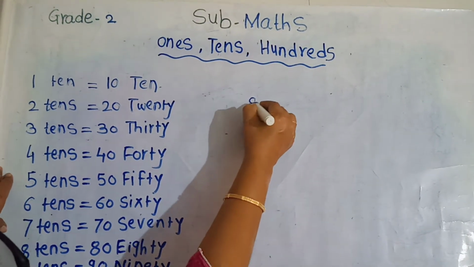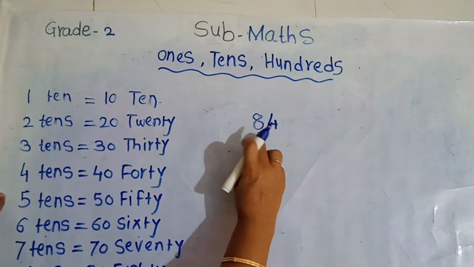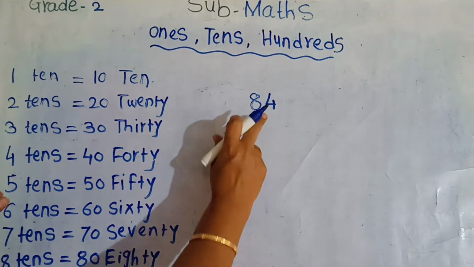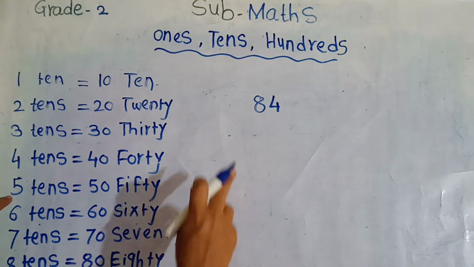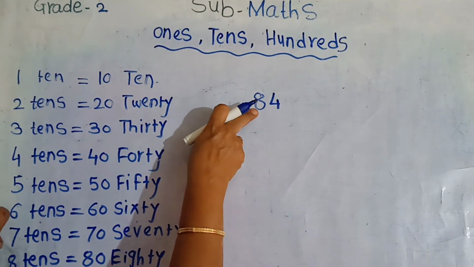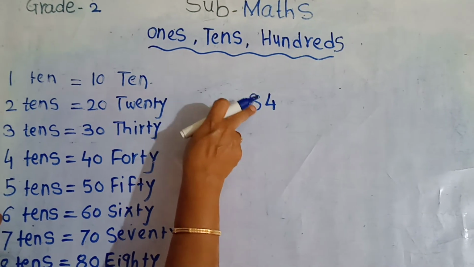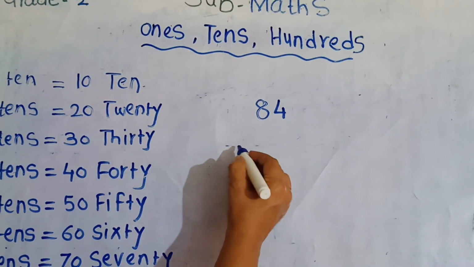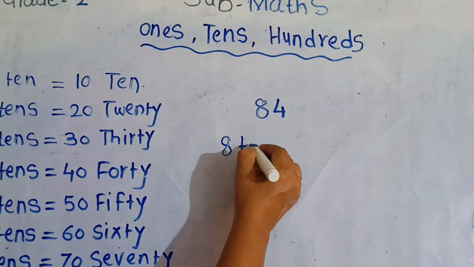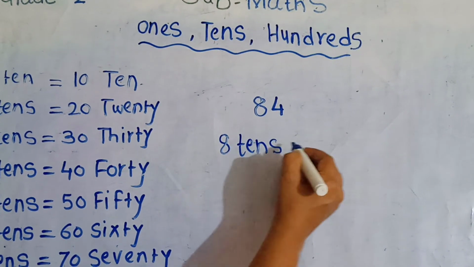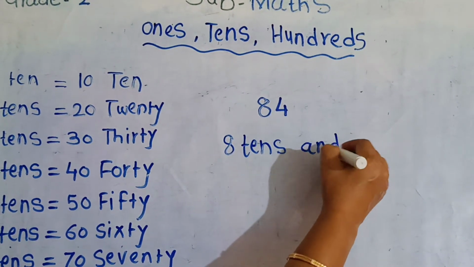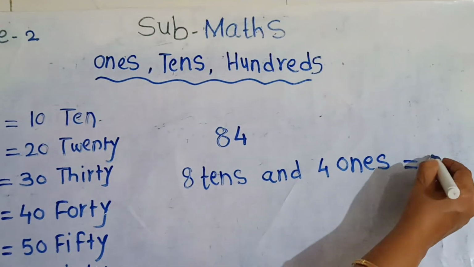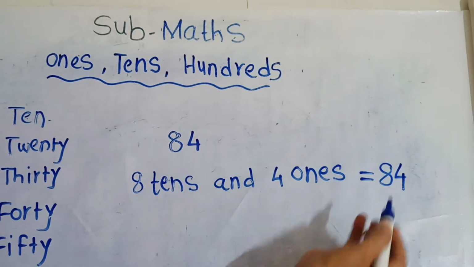Look here. Here is number 84. In 84, how many tens are here and how many ones are here? So, here 8 tens and 4 ones. So, here there are 8 tens and 4 ones is equal to 84. Understand?